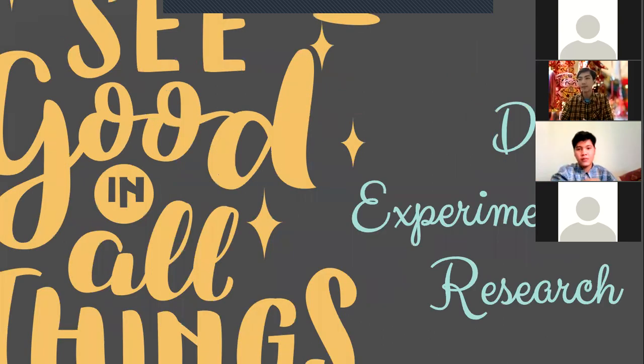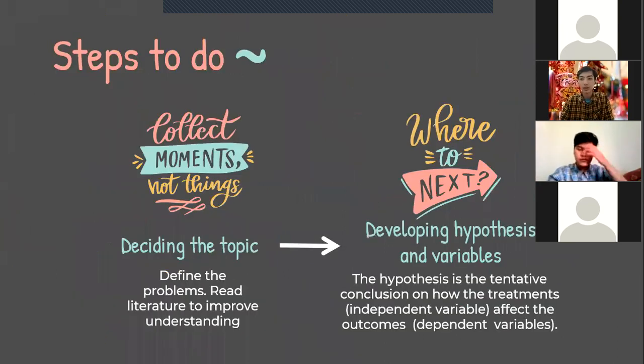Next, doing experimental research. So these are the steps to do. The first one, deciding the topic. You choose the topic, the problem that you want to explore and research. And then you can read literature to improve your understanding about your topic. After you find the topic, you develop hypotheses and variables.